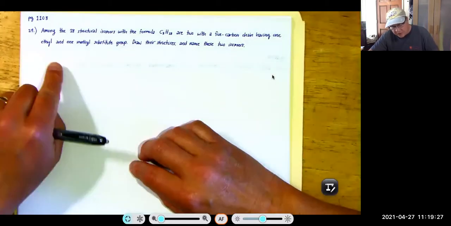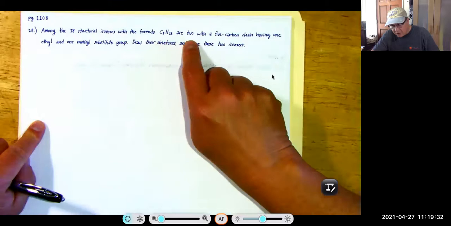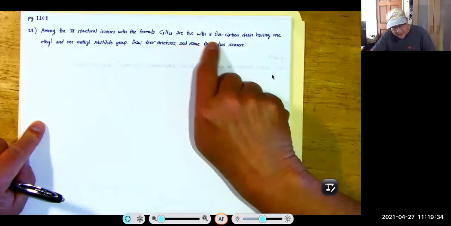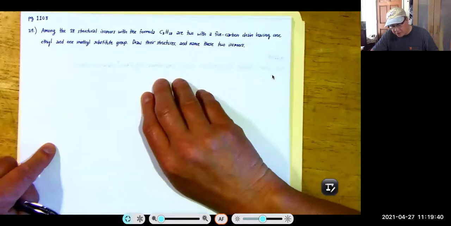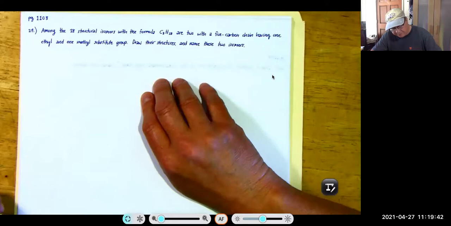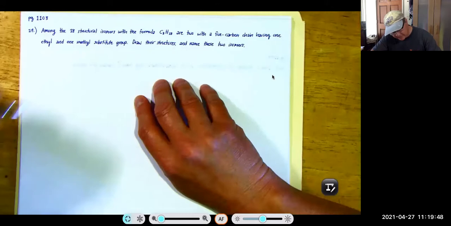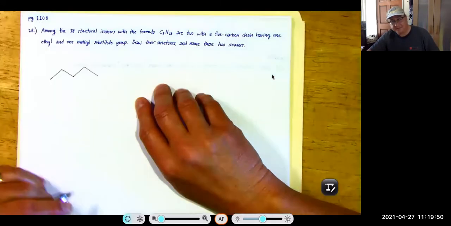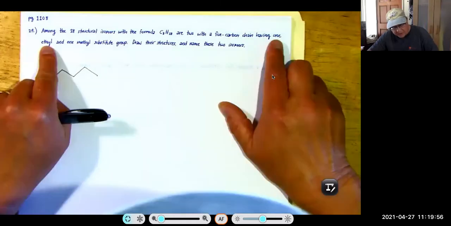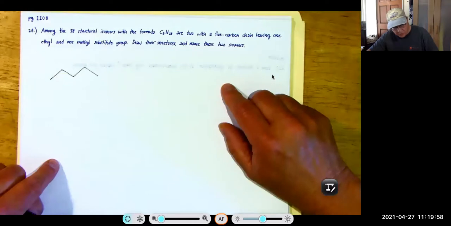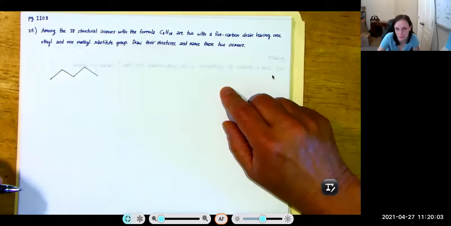Among the 18 structural isomers for the formula C8H18 are 2 with 5 carbon chains having 1 ethyl and 1 methyl substituent group. Draw their structures and name these 2 isomers. So here, 5 carbon chain. 1 ethyl and 1 methyl. So where are we going to put the ethyl? I guess on 2. Okay, let's do that.